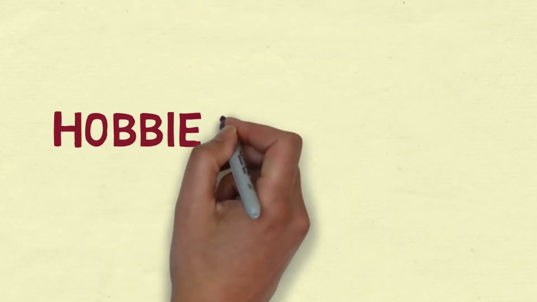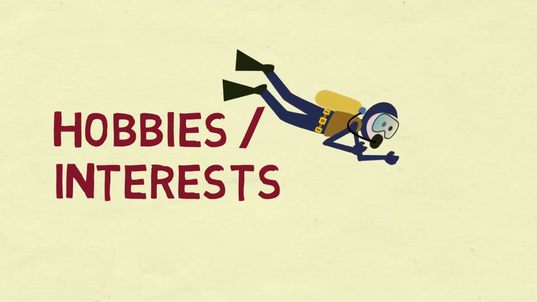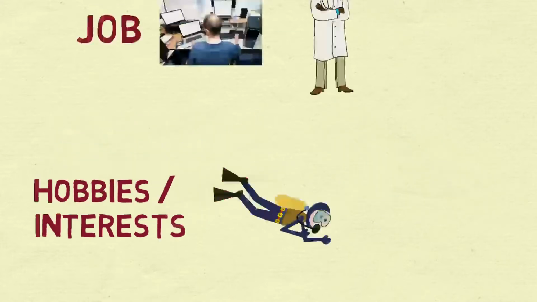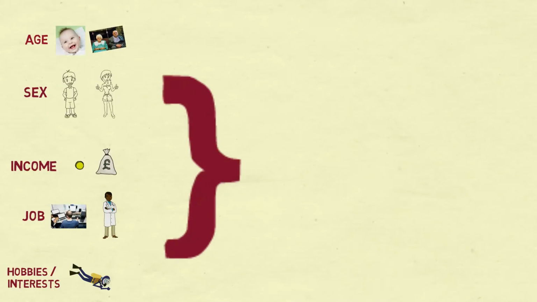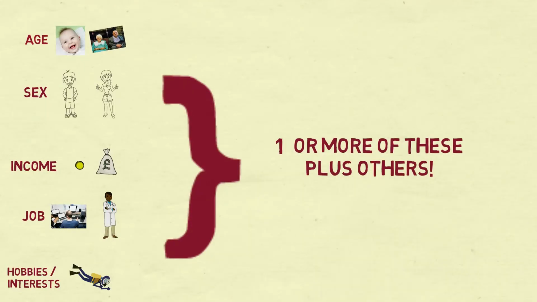Another thing that could be important is their hobbies or their interests. It could have nothing to do with their jobs or really their income, just what they're interested in. Maybe you're trying to sell snorkel equipment. Well, someone who's into scuba gear might be interested. Now, your target audience, you can define them using one or more of these, and there are other criteria that you could use.